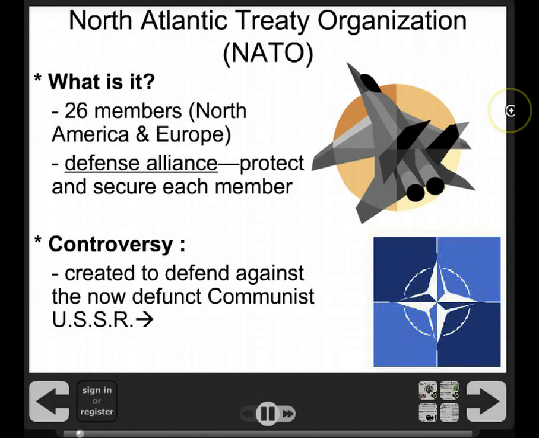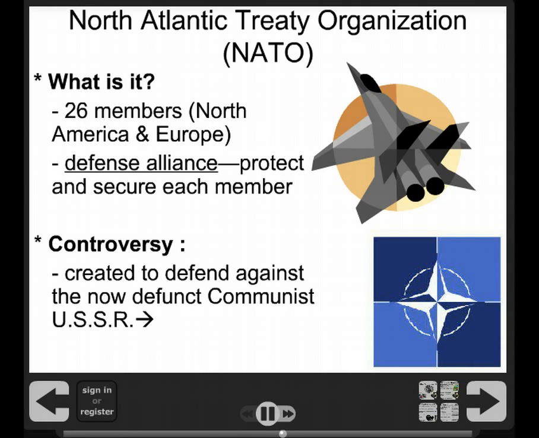This next international organization has to do with the military and defense, and it's called the North Atlantic Treaty Organization. Or, if you look at the acronym, NATO. Well, what is this? It has 26 members from North America and Europe, and it's a defense alliance, which means it protects each member of NATO. An attack against one member of NATO is an attack against all members of NATO.